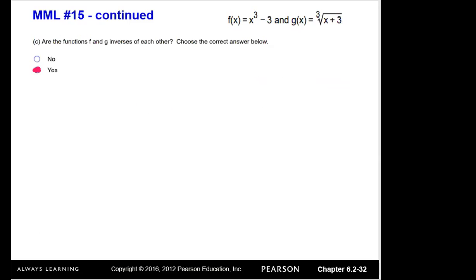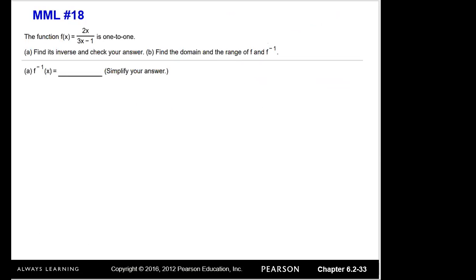Which brings me to number 18. Okay, now they specifically tell me that this is 1-to-1, so I don't have to worry about that, but it wants me to find the inverse, and check your answer, find the domain and the range of f and f negative 1.